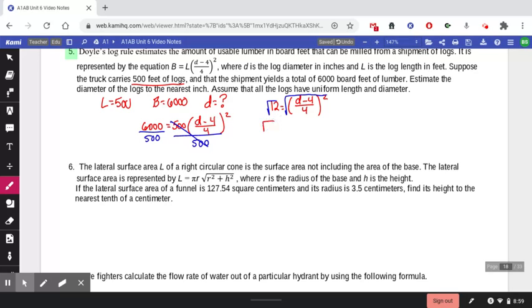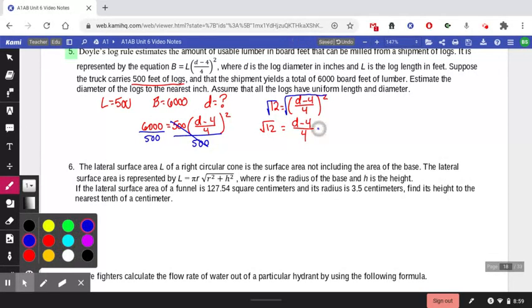So this gives us radical 12 is equal to d minus 4 divided by 4. I was a step ahead of myself. And we have to try to solve for d. So our first step is going to be, let's multiply both sides by 4, because that will get rid of the division by 4. So this will give us 4 radical 12 is equal to d minus 4.